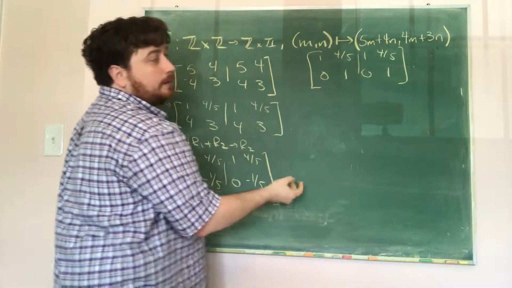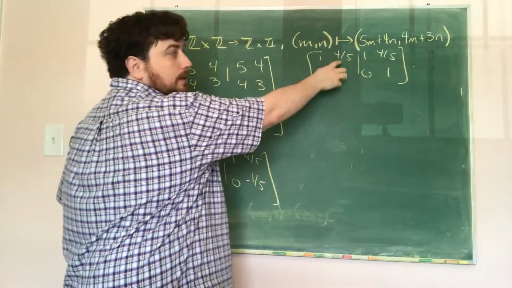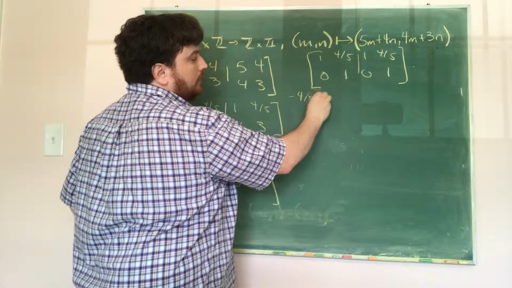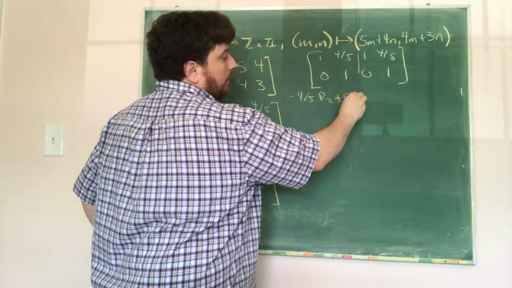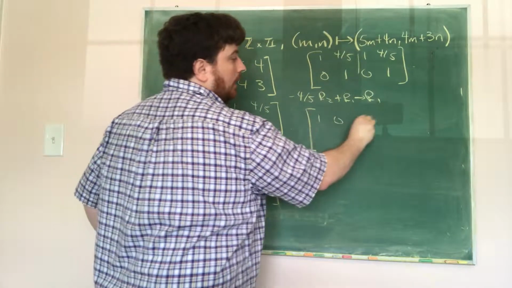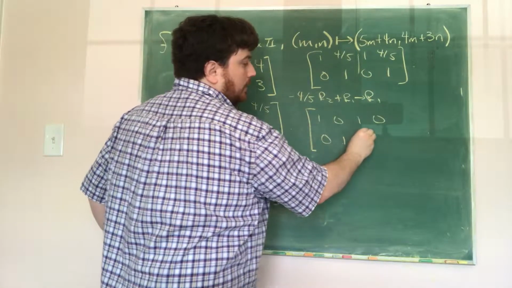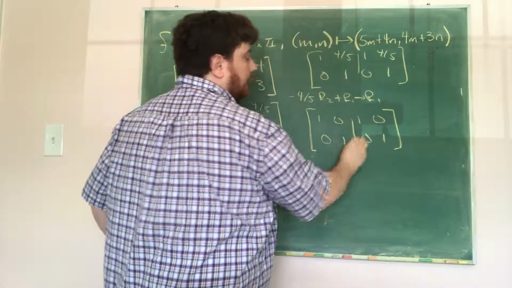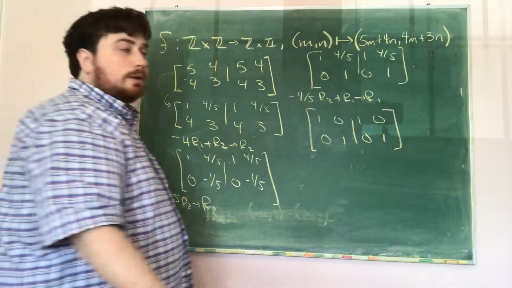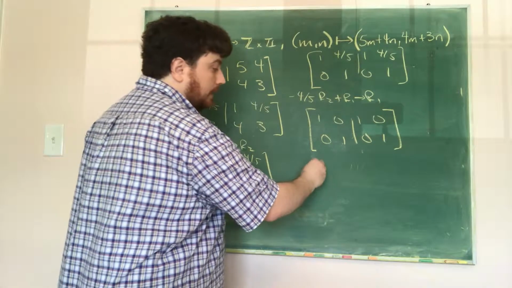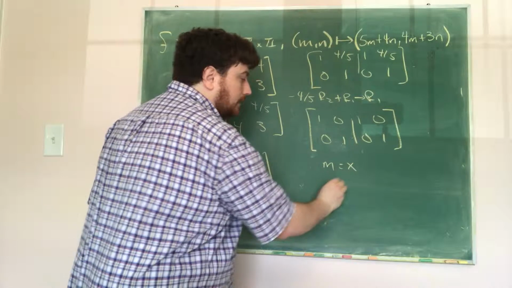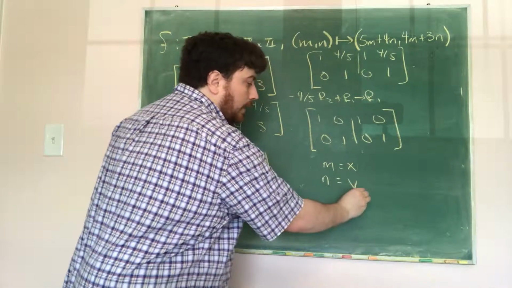So I should have these augmented. The last thing I need to do is I need to get rid of this 4/5. So I'm going to take -4/5 times row 2, add that to row 1, and plug it into row 1. So what I get is 1, 0, 1, 0, 0, 1, 0, 1. So now if I write this as an equivalent matrix or equivalent system of equations, what I get is this just says that m is equal to x and n is equal to y.